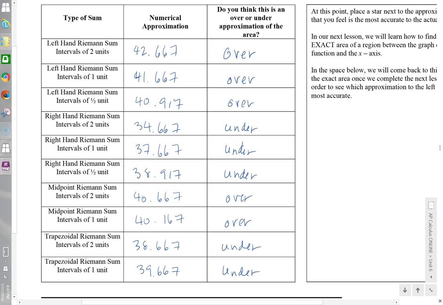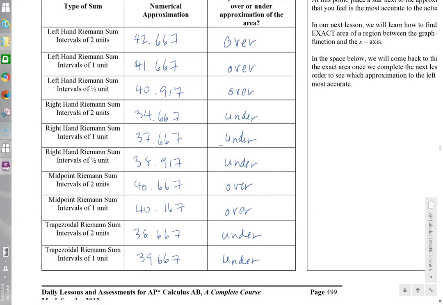So based on my pictures, this is what I got. Over, under, under. So we're going to leave this other space empty until after the next lesson. But would you go ahead and put a star next to the ones you think are the closest to the real area, and then we will come back to this in the next lesson.